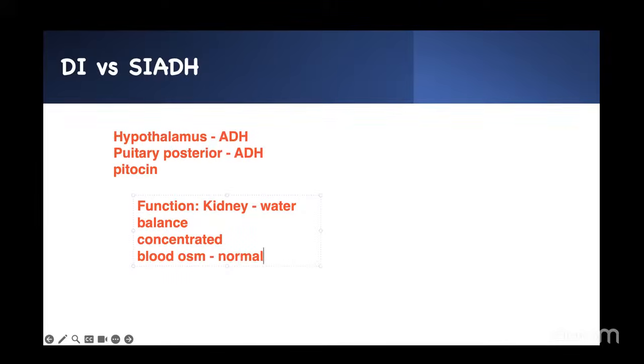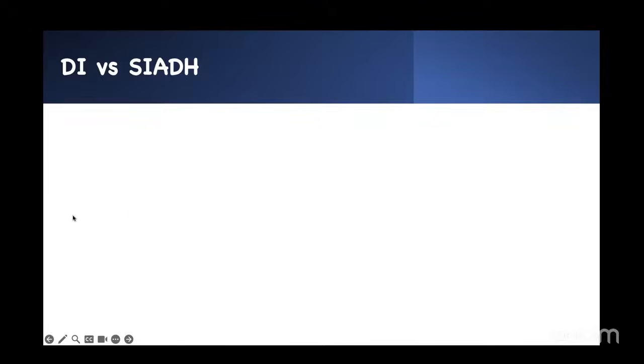And it's under negative feedback. That means if your blood is diluted, your body is told, hey, I need to get rid of water so that the blood becomes concentrated and normal. That's all. This is the hormone function. Now, what are we going to do? We're going to do a table, and then I can explain to you what happened.